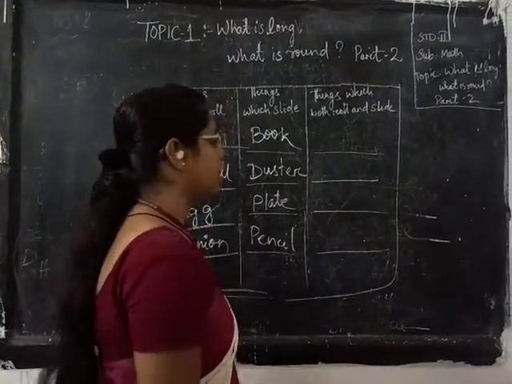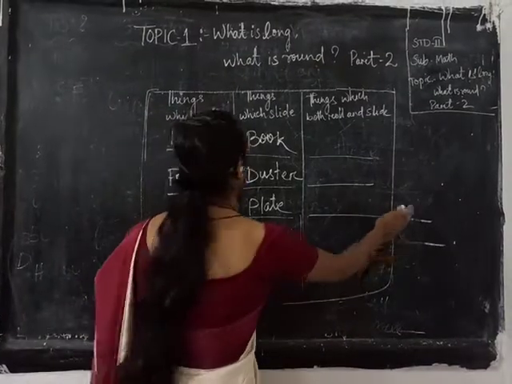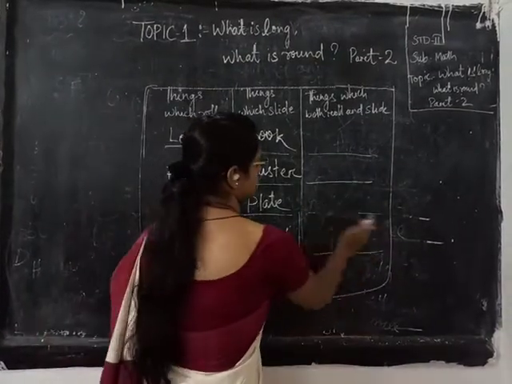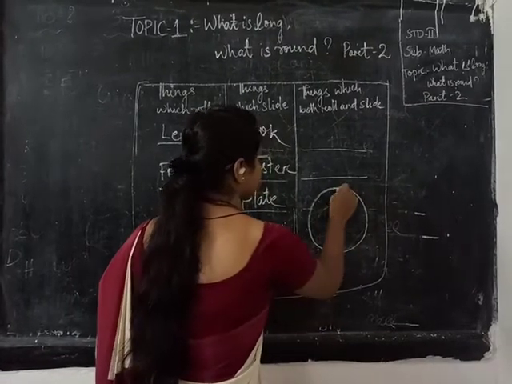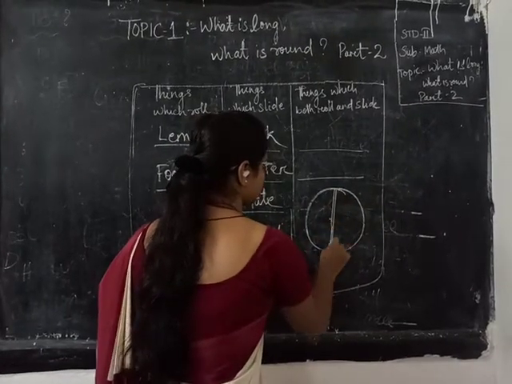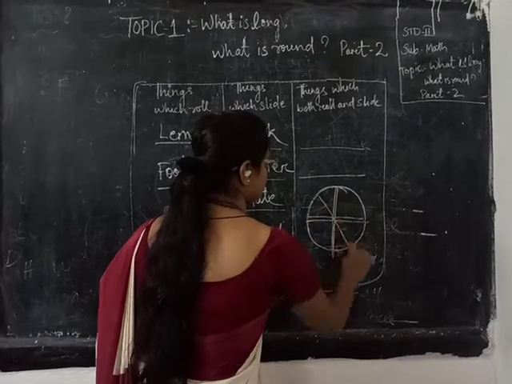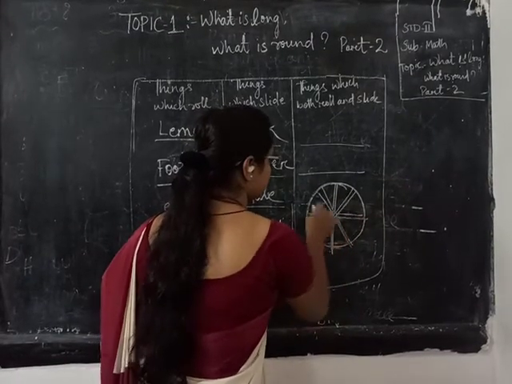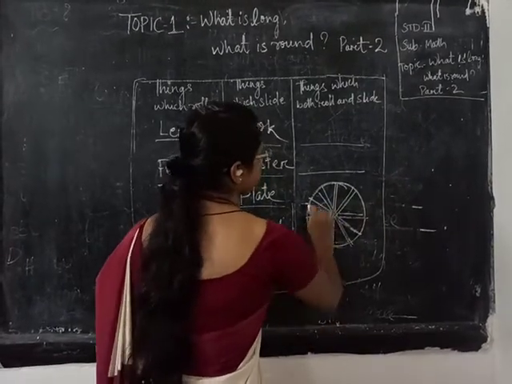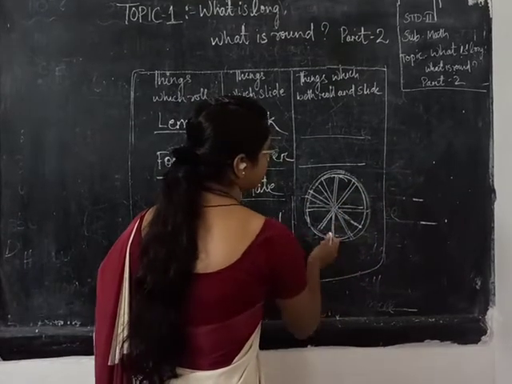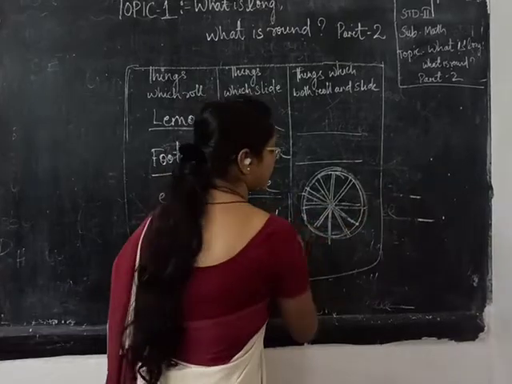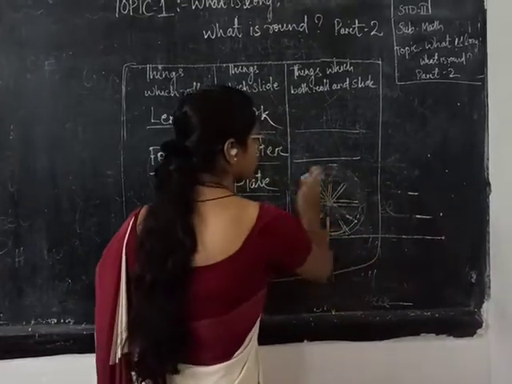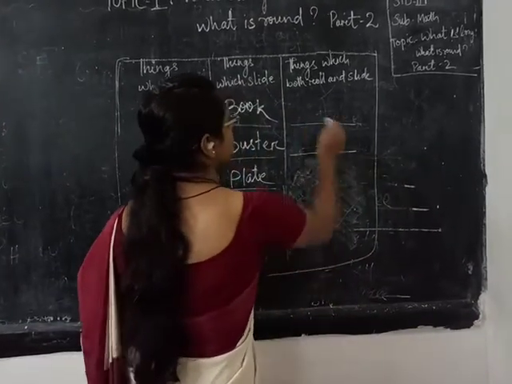Tell me a wheel. See, I will draw a wheel here. A wheel. Okay. If I draw a wheel, see, this one can roll down, and if I put it like this and push it, it can also slide down. Okay. So we can write a wheel.